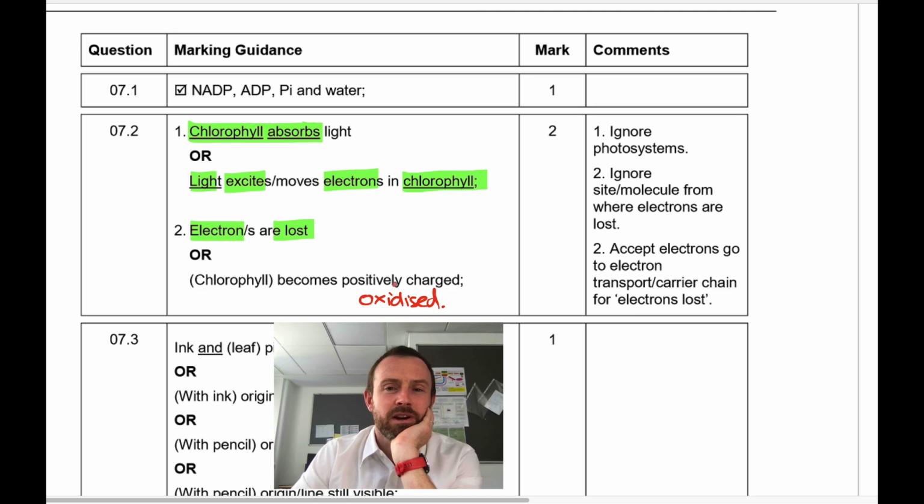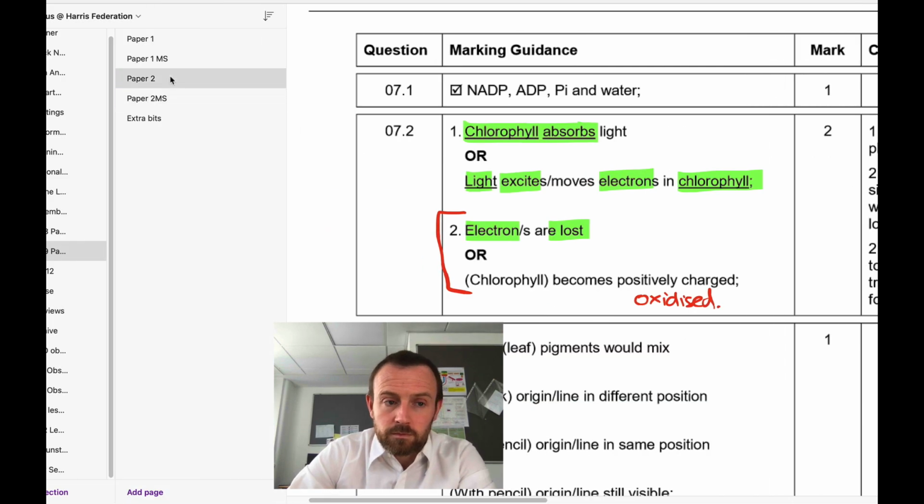The mark schemes in AQA vary quite a bit. Sometimes oxidized might be credited, sometimes not. So I'd probably say electrons are lost as chlorophyll becomes oxidized and positively charged. You just want to put all of this in a sentence because you're going to get the marks somehow. Okay.